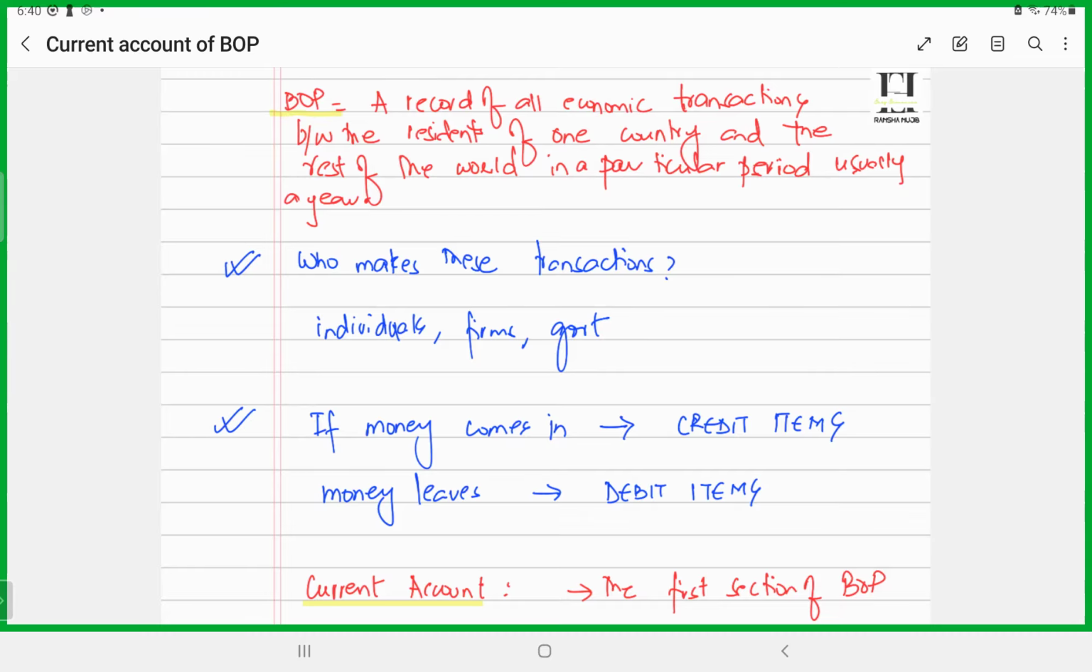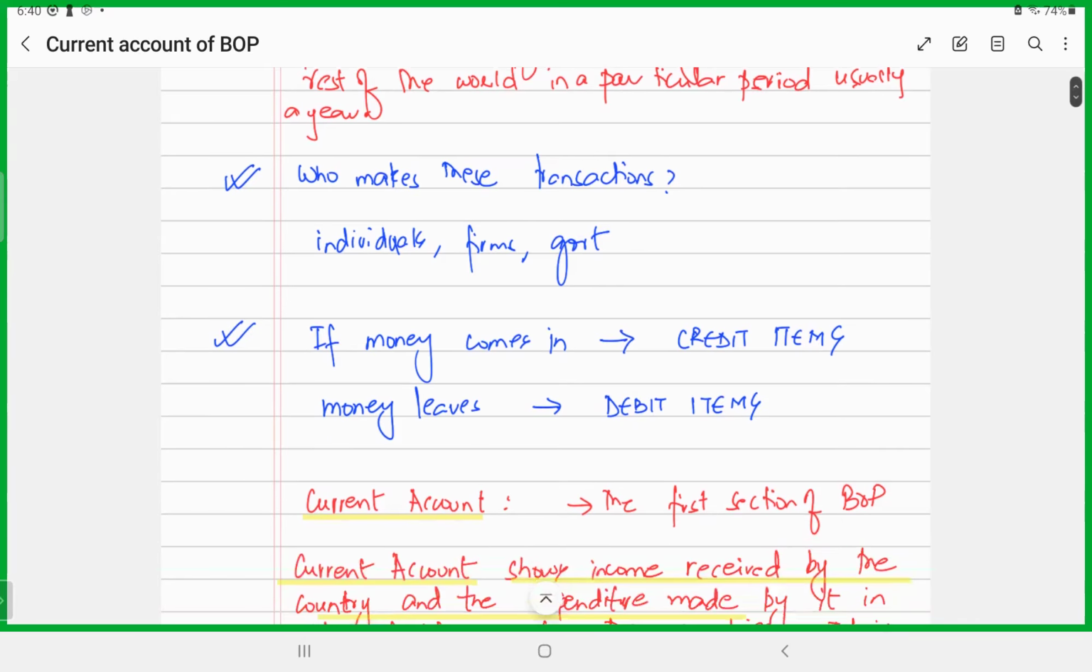Now, the best way to know how a transaction is going to affect the current account is to look at the movement of money. If by way of a transaction, money is coming into the country, it would be recorded as a credit item. However, if the transaction is causing money to leave the country, we would record it as a debit item. This is usually a way in which they test us.